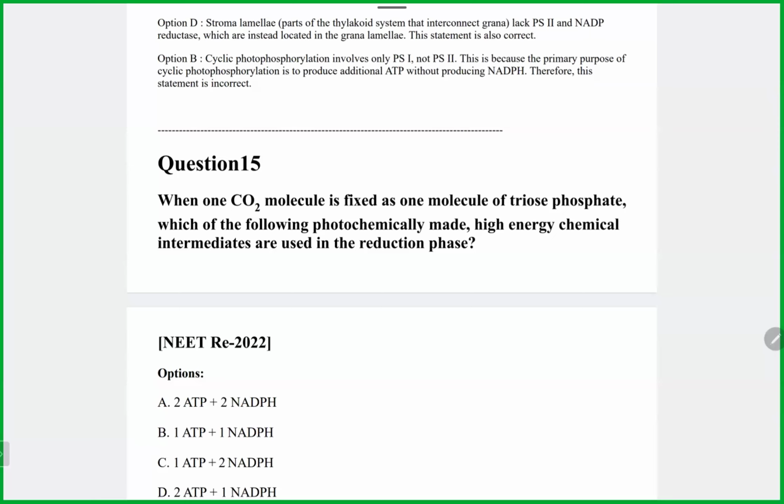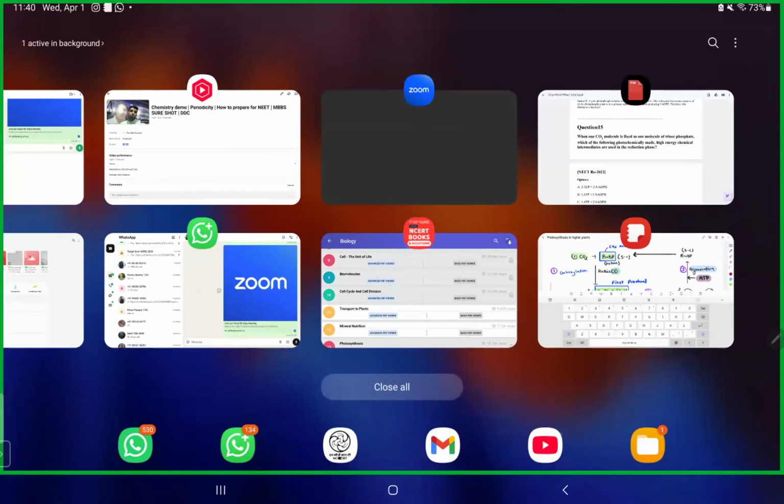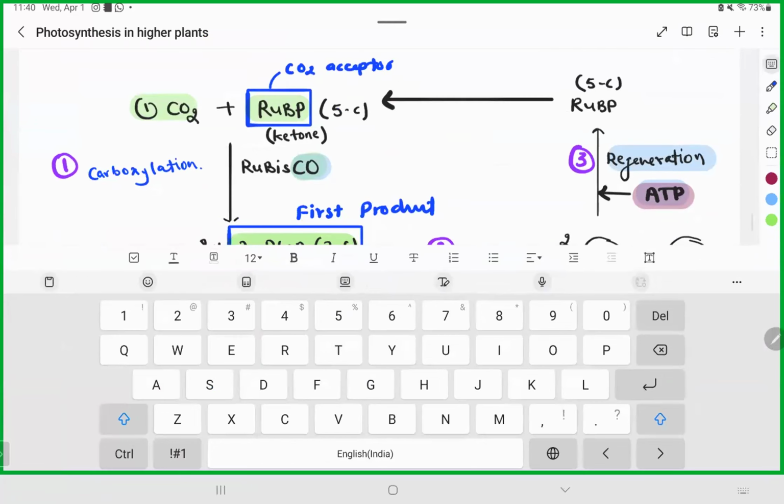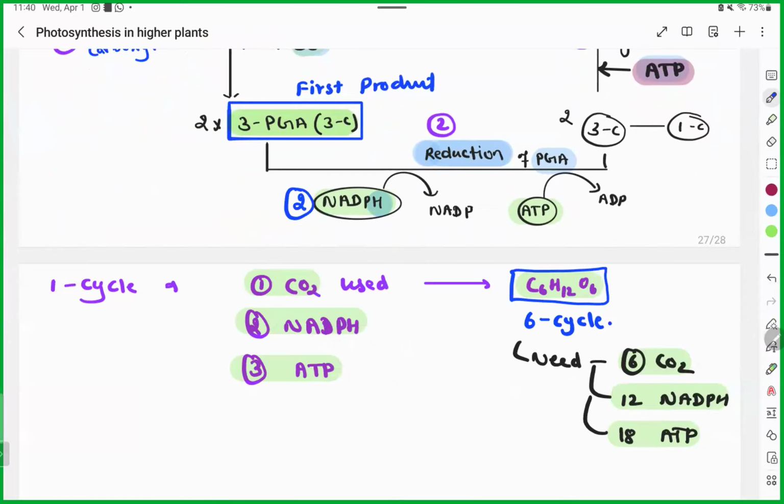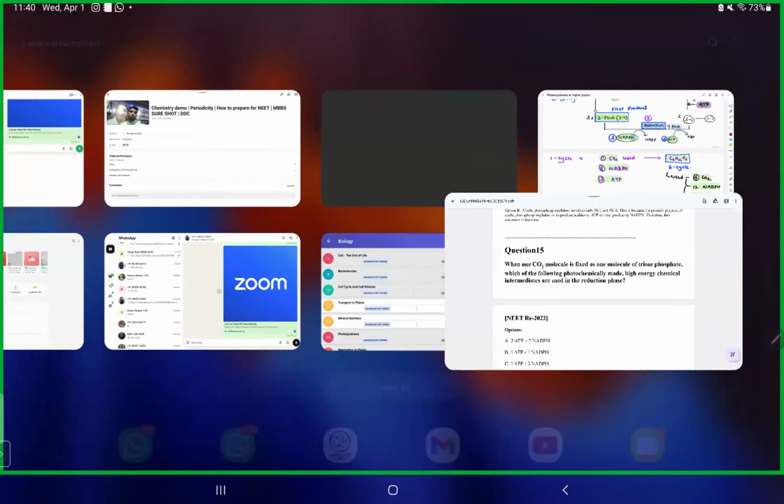Many times we think that in one Calvin cycle there are 3 ATP and 2 NADPH. Options are not good in this question. They should have given 3 ATP and 2 NADPH. A is correct. Why? In reduction step, you can see one PGA requires one NADPH, so two PGA require two NADPH. One PGA requires one ATP, two PGA require two ATP. So in this reduction phase, you need two NADPH and two ATP. This is the answer, but options are not good.